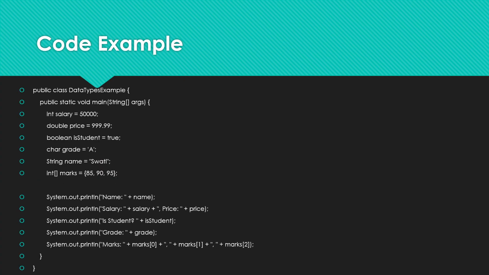Let's see a quick example in Java. We declare different data types like int, double, boolean, char and string. Then we print them out. Notice how each data type is storing a different kind of value. Salary as int, price as double, grade as a char, name as a string. Arrays like marks store multiple values at once. This is like seeing the entire cast list in one place.